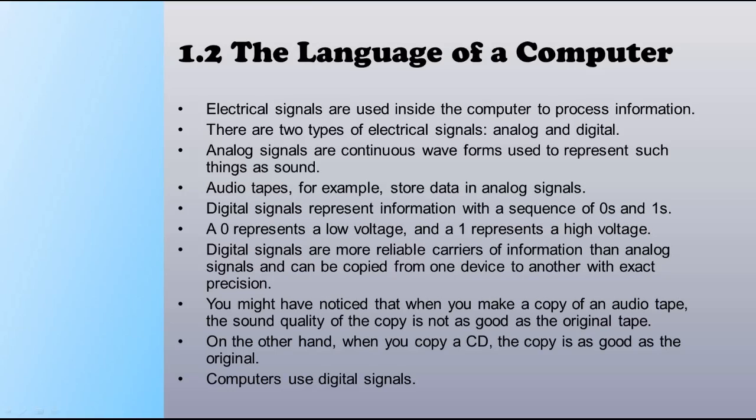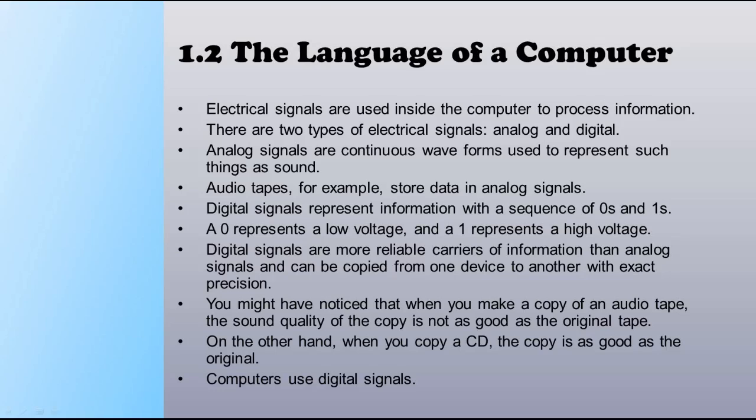Digital signals represent information with a sequence of zeros and ones. A zero represents a low voltage, or false, and one represents a high voltage. It represents true. Digital signals are more reliable carriers of information than analog signals, and can be copied from one device to another with exact precision. You might have noticed that when you make a copy of an audio tape, the sound quality of the copy is not as good as the original tape. On the other hand, when you copy a CD, the copy is as good as the original.